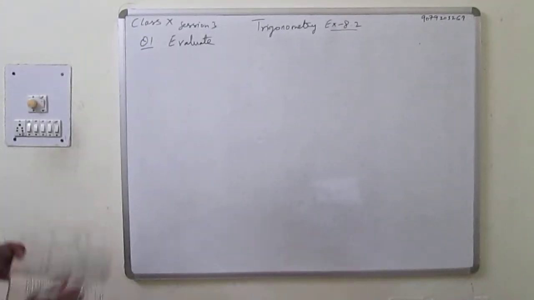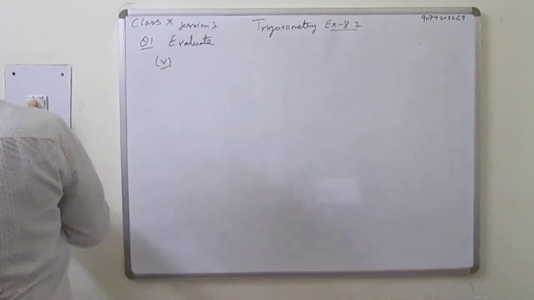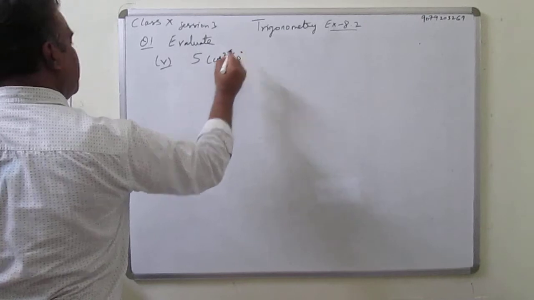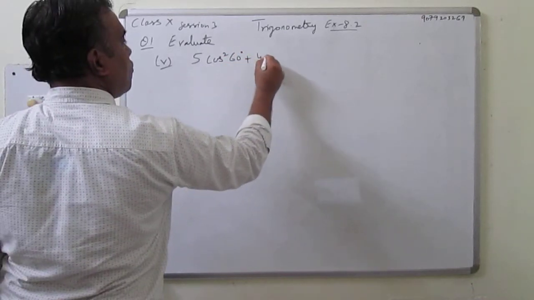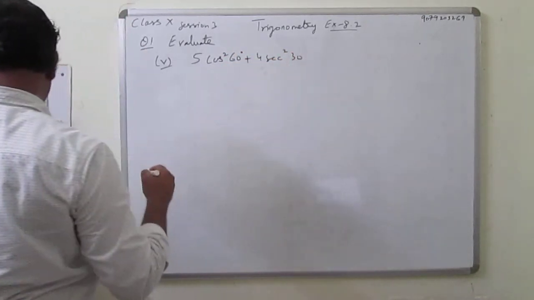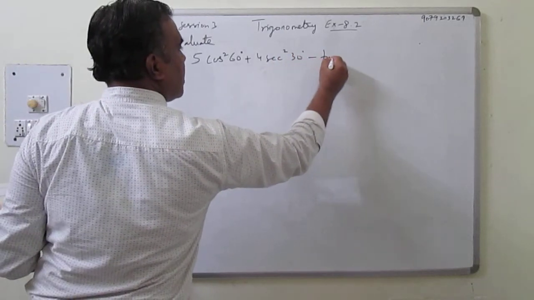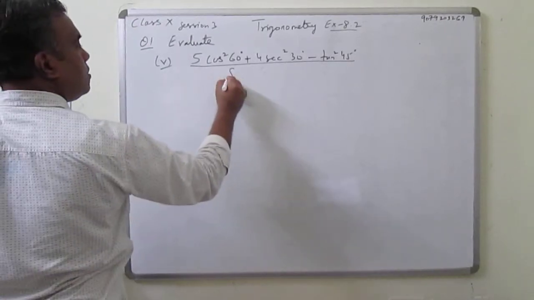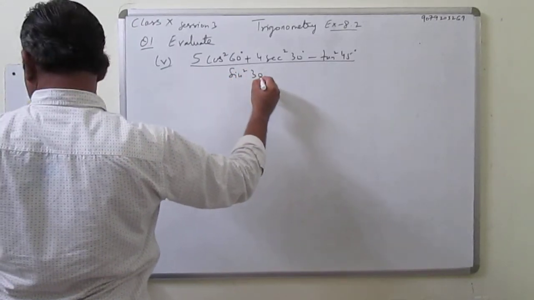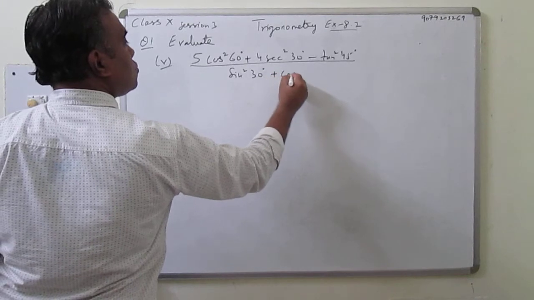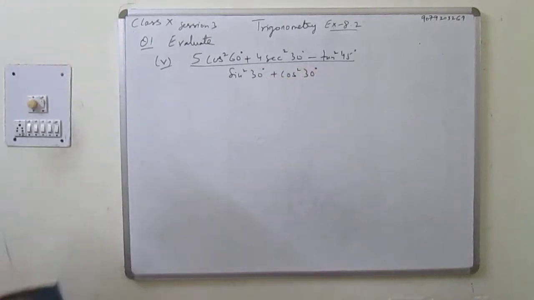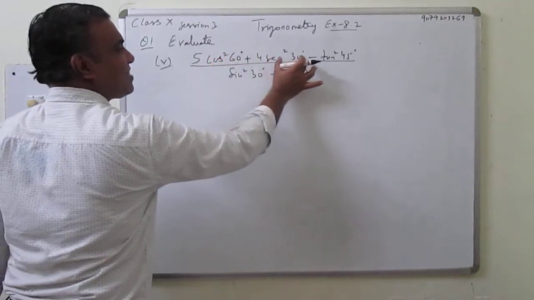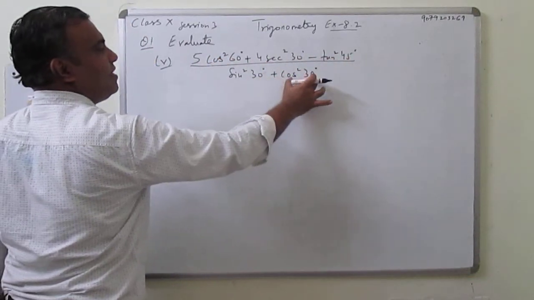Fifth part. 5 cos square 60 plus 4 sec square 30 minus tan square 45 upon sin square 30 plus cos square 30 degree. Now solve it, putting the values of cos 60, sec 30, tan 45, sin 30, cos 30.